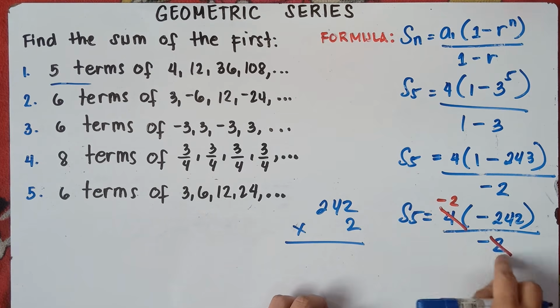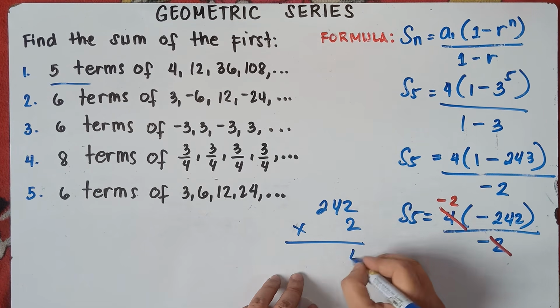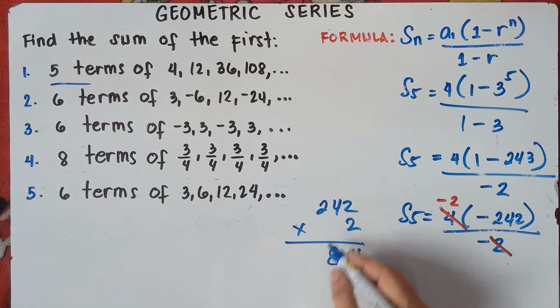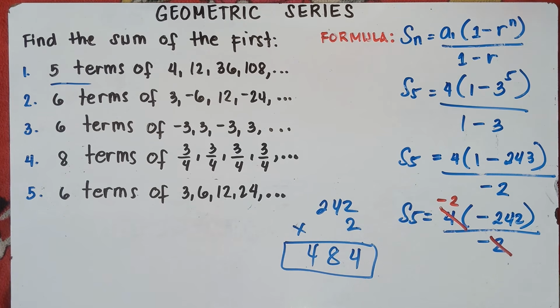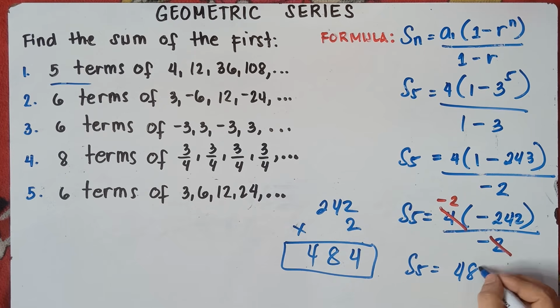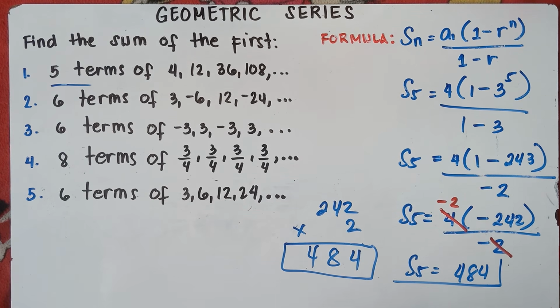So I just cancel this out, because 4 divided by negative 2 is negative 2. So 2 times 2 is 4. 2 times 4 is 8. 2 times 2 is 4. 484. So that's the answer, class. S sub 5 is equal to 484. Alright, so that's the sum of the first 5 terms.